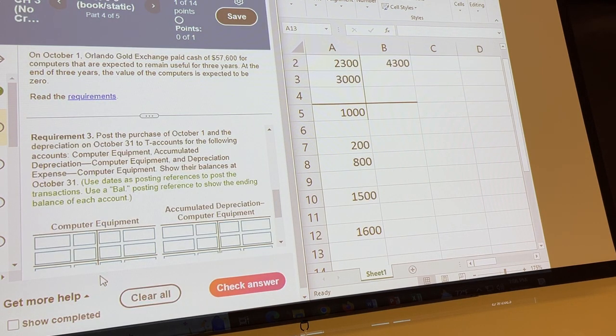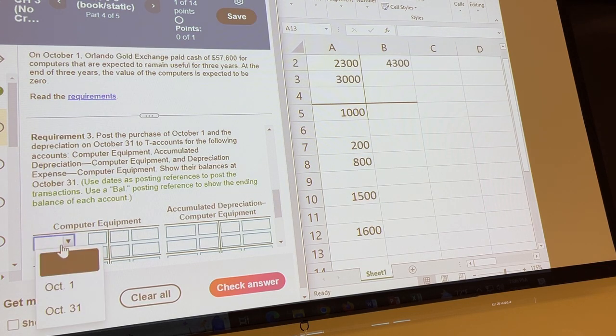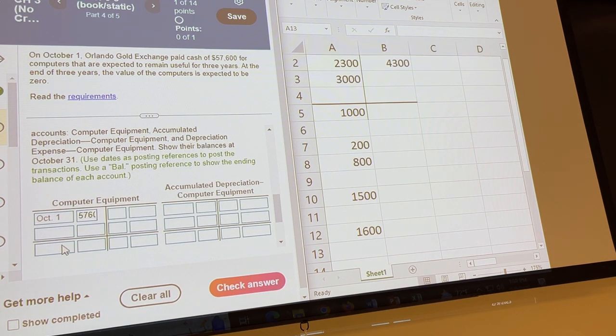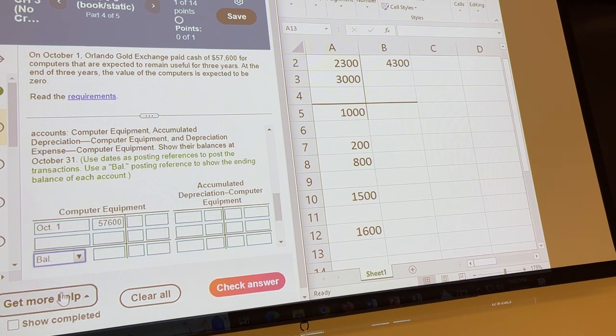And then they want us to post the purchase and the depreciation to the T accounts. So computer equipment T account is where we would post the purchase. So on October 1st, we want to put a debit of 57,600, and then we'll put a balance.